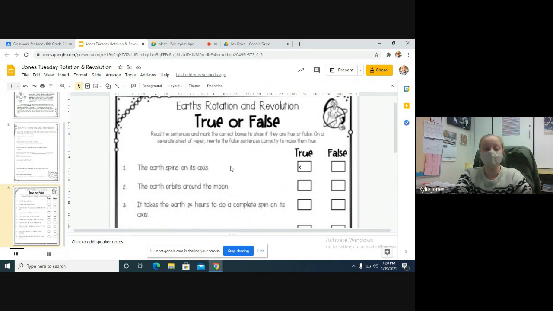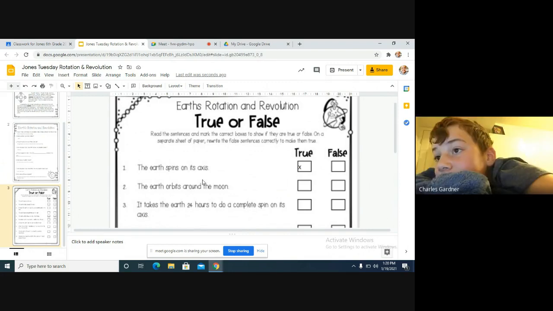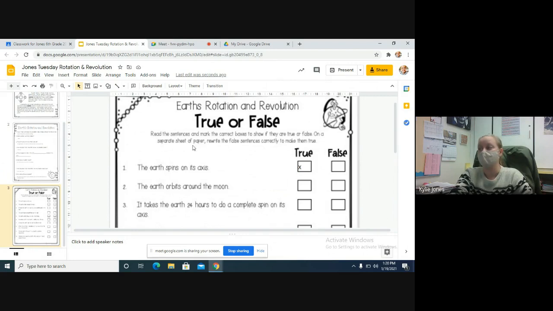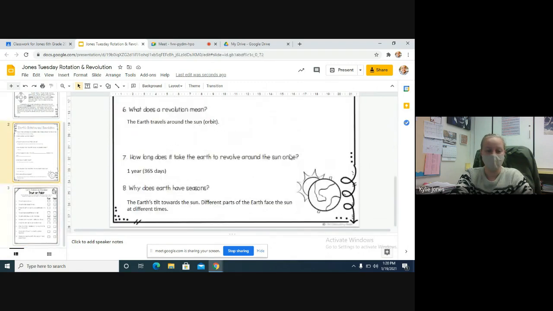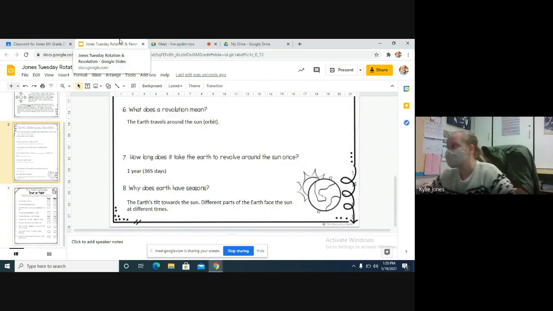Can you go back? Yeah, I will. Just a second. So for this true false section, it says to mark if they're true or false, and then rewrite the sentences. I'm not going to have you rewrite the sentences. That's okay. Just mark if it's true or false, and once you've gotten all the true falses done, you can turn it in. Okay. There's the rest of that for you. Yeah, you can turn it in when you're done.